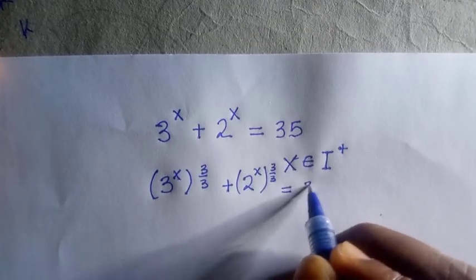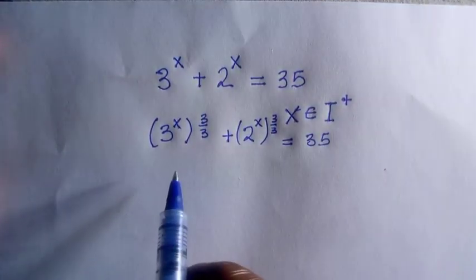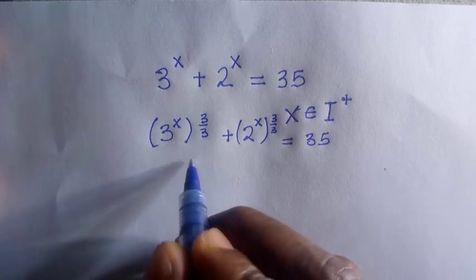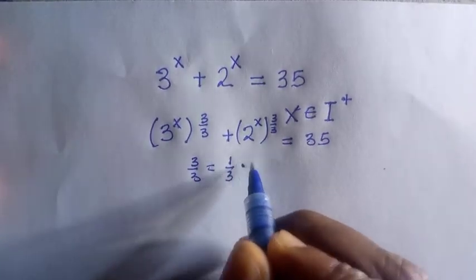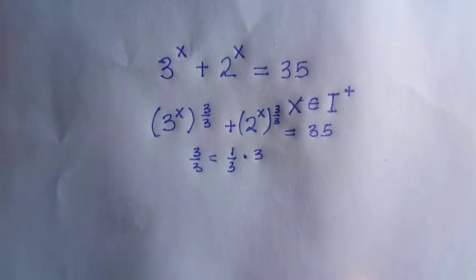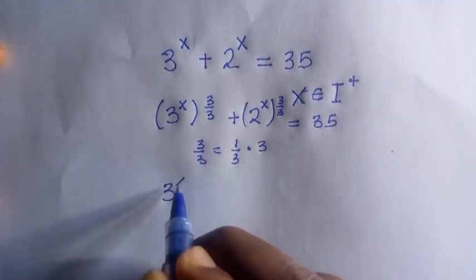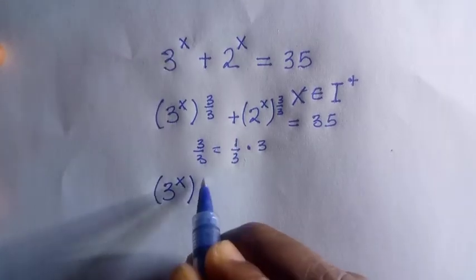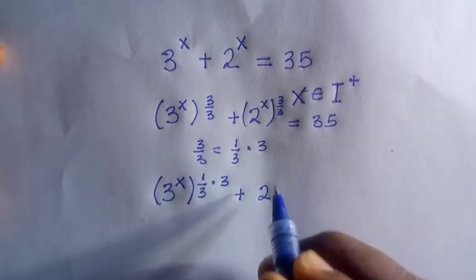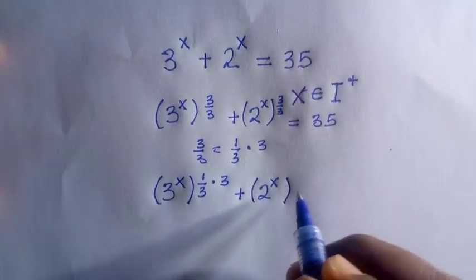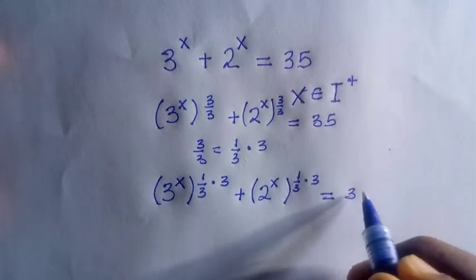Then everything equals 35. This 3 divided by 3, we can also write as 1 divided by 3 multiplied by 3. So by replacing it, we have 3 to the power of x raised to the power of 1 divided by 3 multiplied by 3, plus 2 to the power of x raised to the power of 1 divided by 3 multiplied by 3, equals 35.